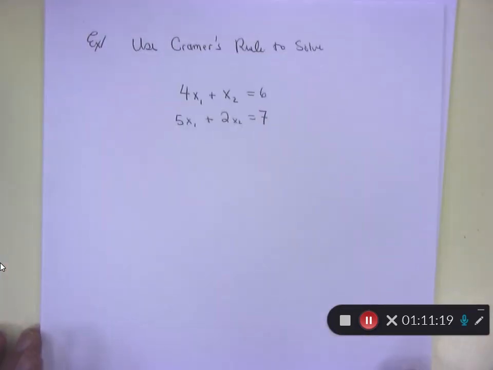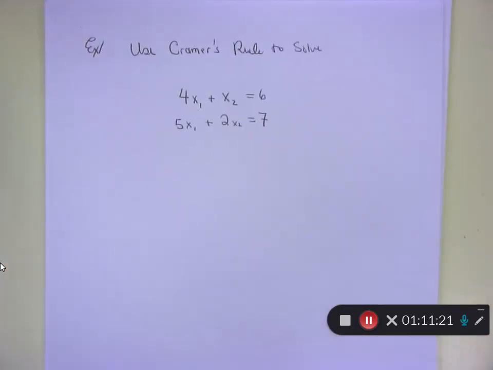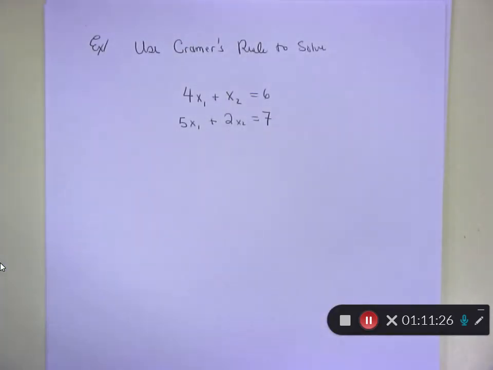Perfect time to do one example. So understand, because of my efficiency being up to 3 by 3, bank on Cramer's rule being either a 2 by 2 matrix or a 3 by 3 matrix. That's pretty much what you're going to get. So here we go. I want you to use Cramer's rule to solve this system: 4x1 plus x2 equals 6, 5x1 plus 2x2 equals 7.